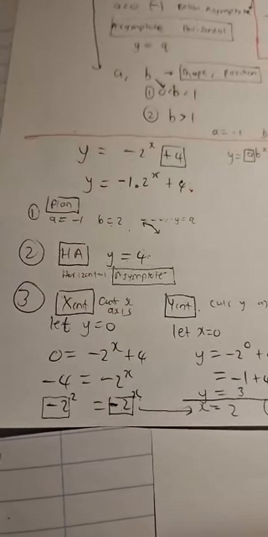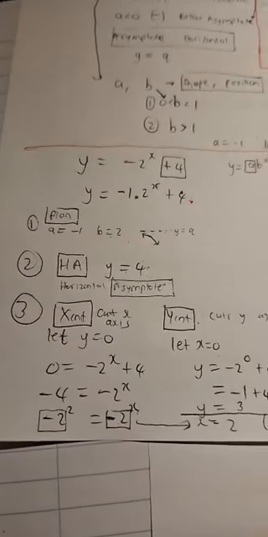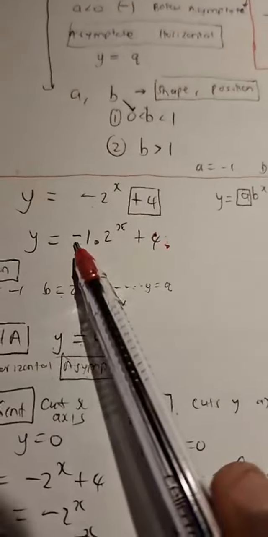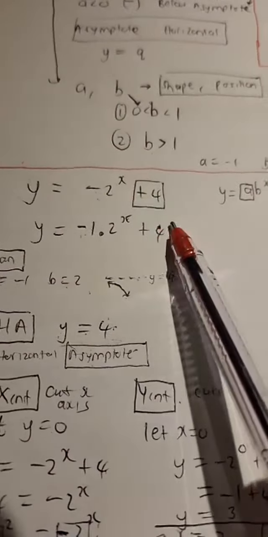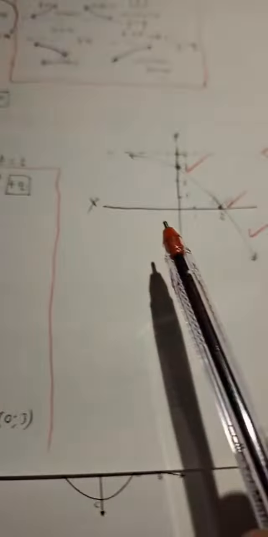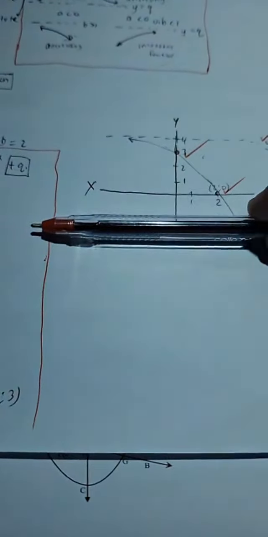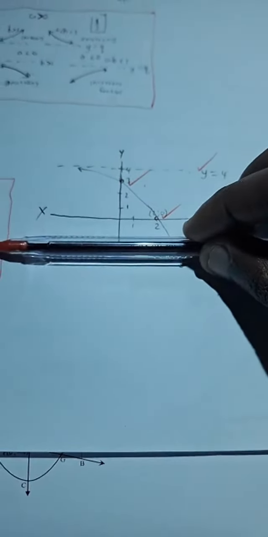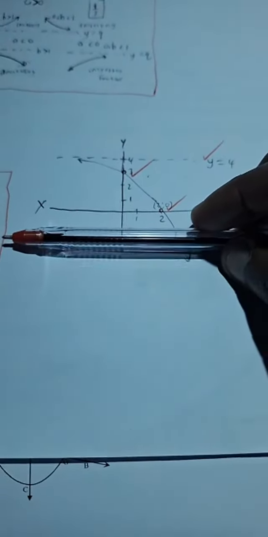Guys, remember there are cases where sometimes you will not be able to find the y and the x-intercept. Think, for instance, of this situation. If this was negative 4 instead of positive 4, let's say this q value was negative 4, then the horizontal asymptote would be found below here somewhere. But then the function will also be found below the asymptote. So there will be a y-intercept, but there will be no x-intercept.